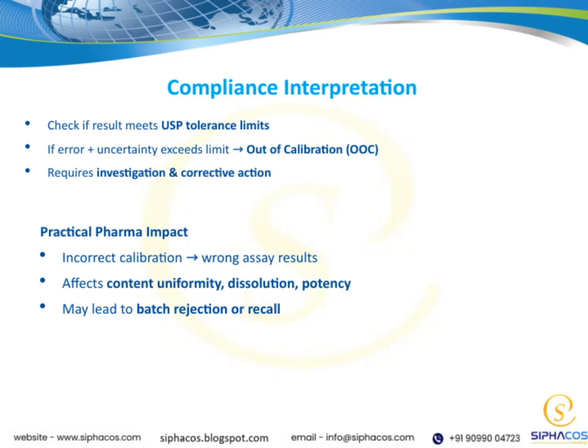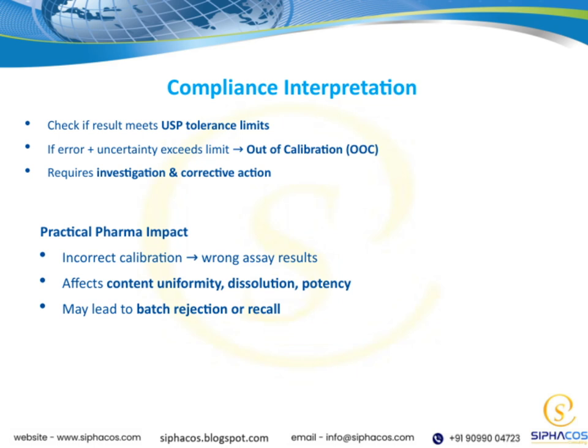When calibration is off, it can lead to incorrect assay results. And these inaccuracies can affect critical quality attributes like content uniformity, dissolution, and potency. Essentially, if our calibration is not accurate, it might cause us to reject a batch or even recall it, which can be costly and time-consuming.